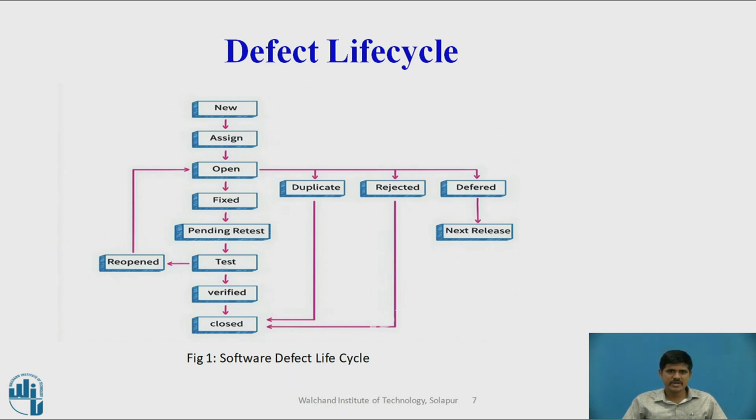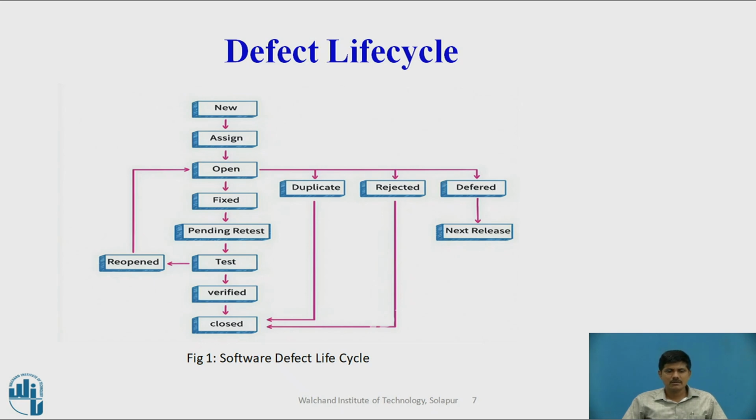Actually this flow is very normal, a simple flow. Once a defect is found, it will be assigned and be in open state, then it is fixed by the developer, then it will be moved back to the tester, and the tester verifies that bug and it will be closed. But in some cases there might not be a linear flow.